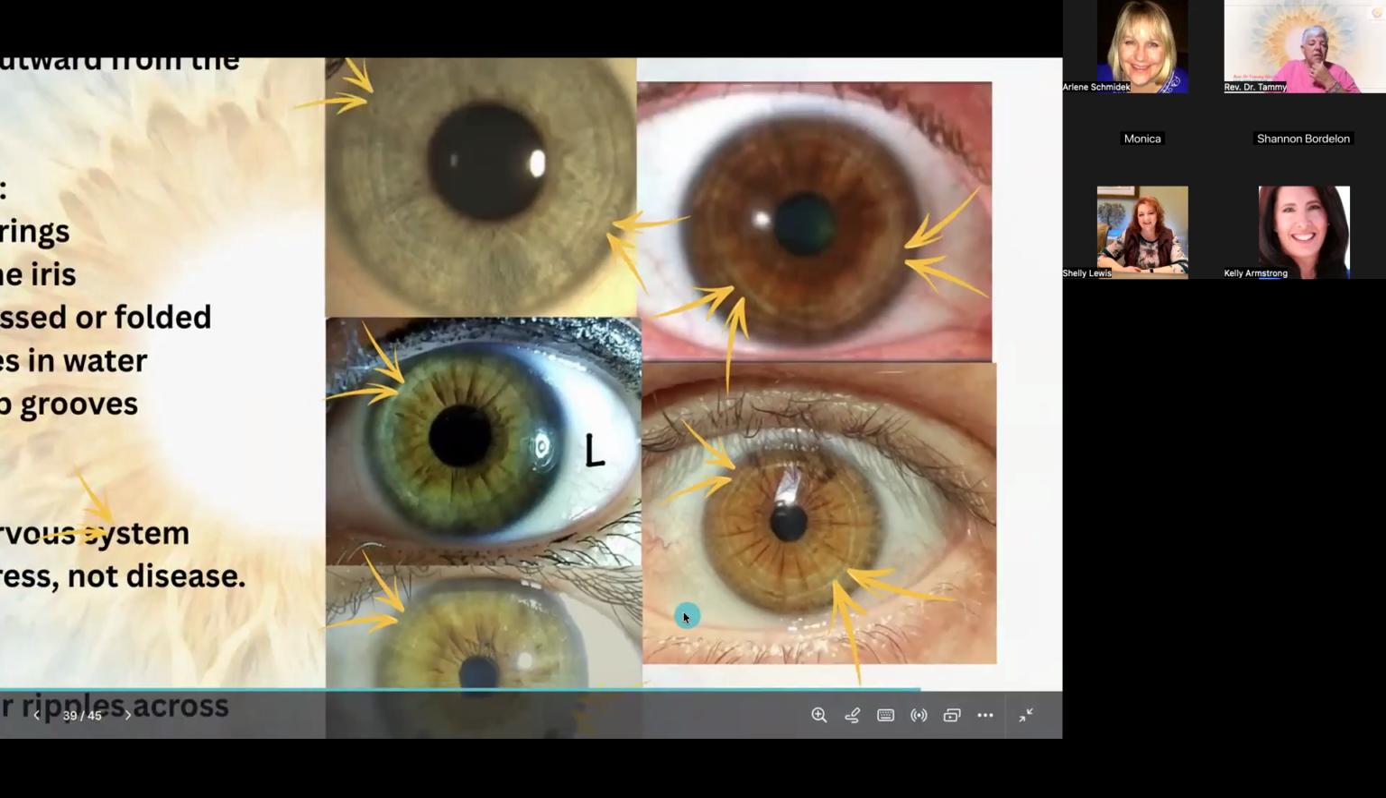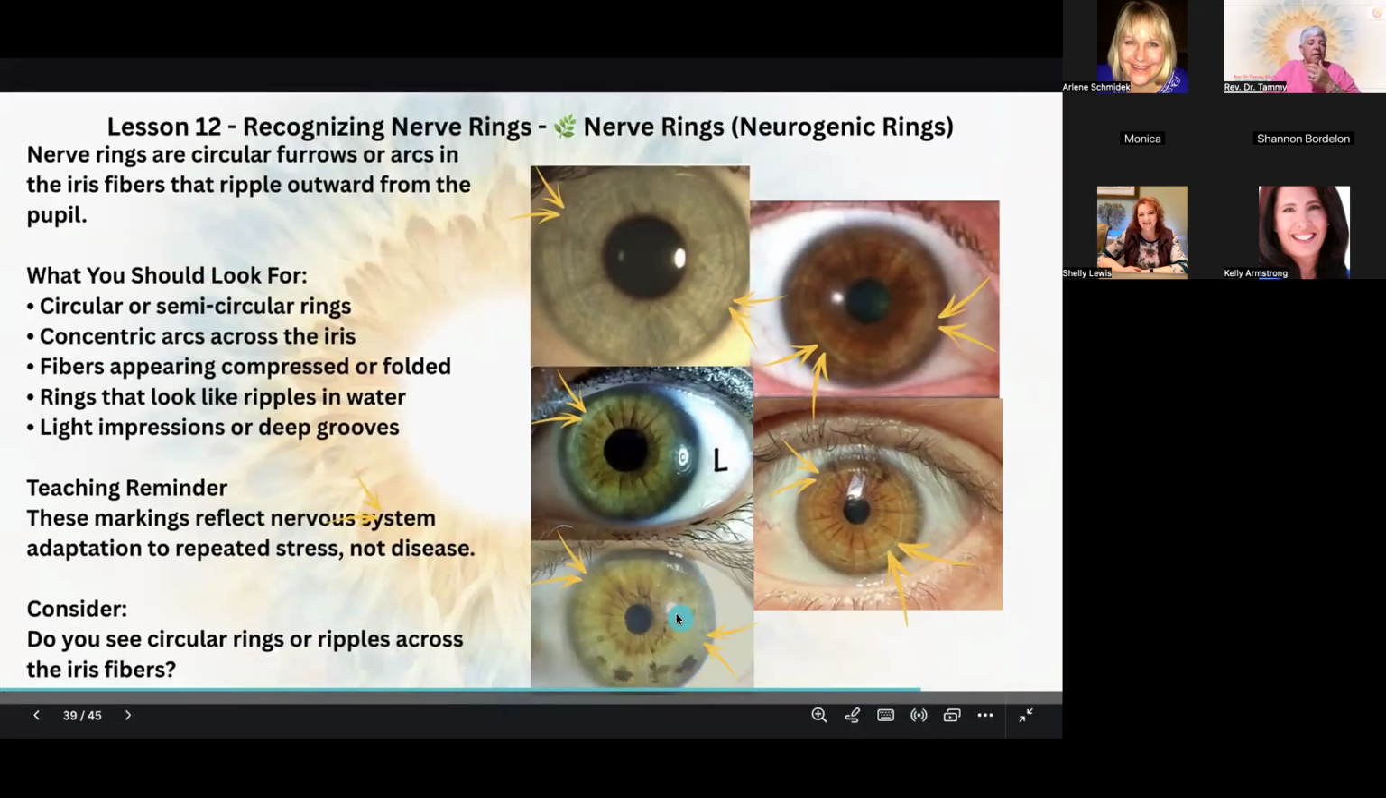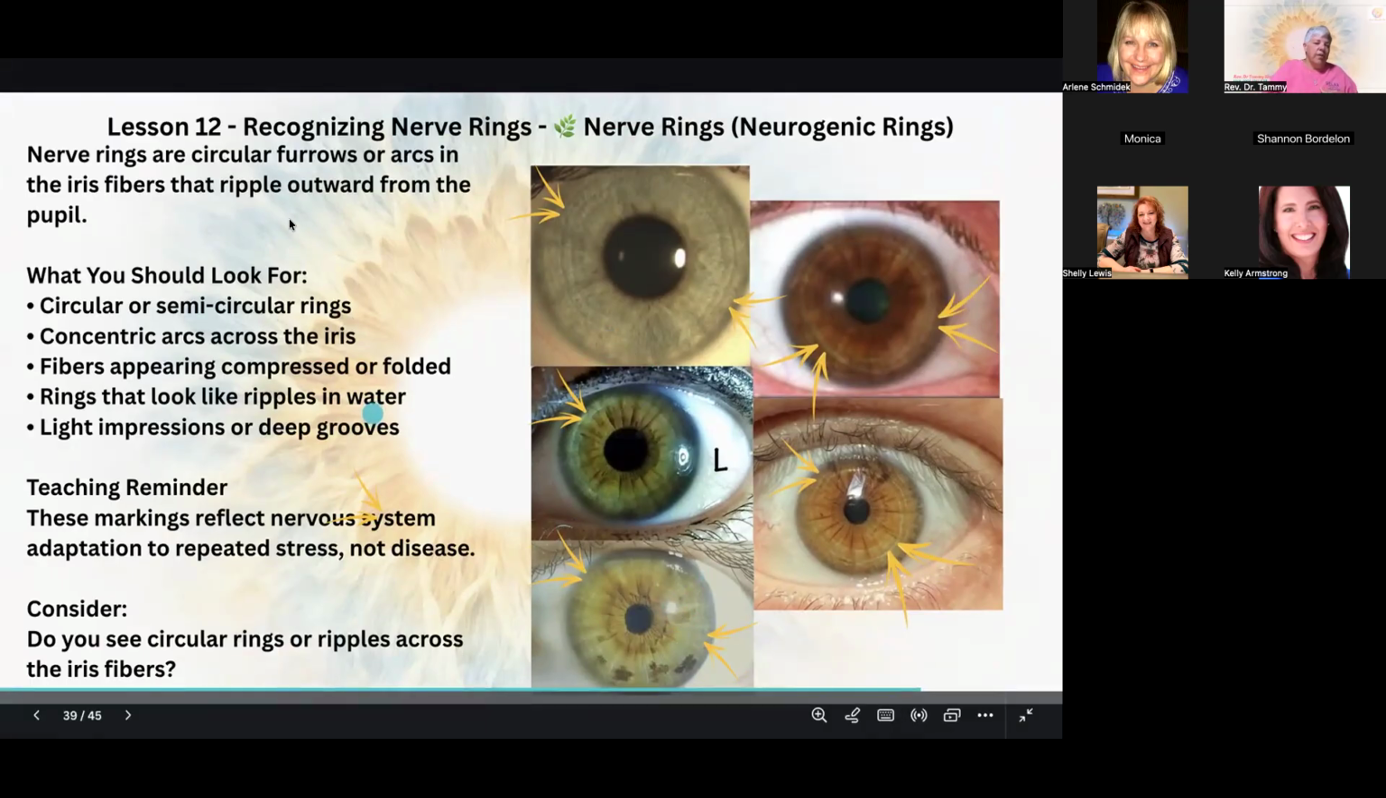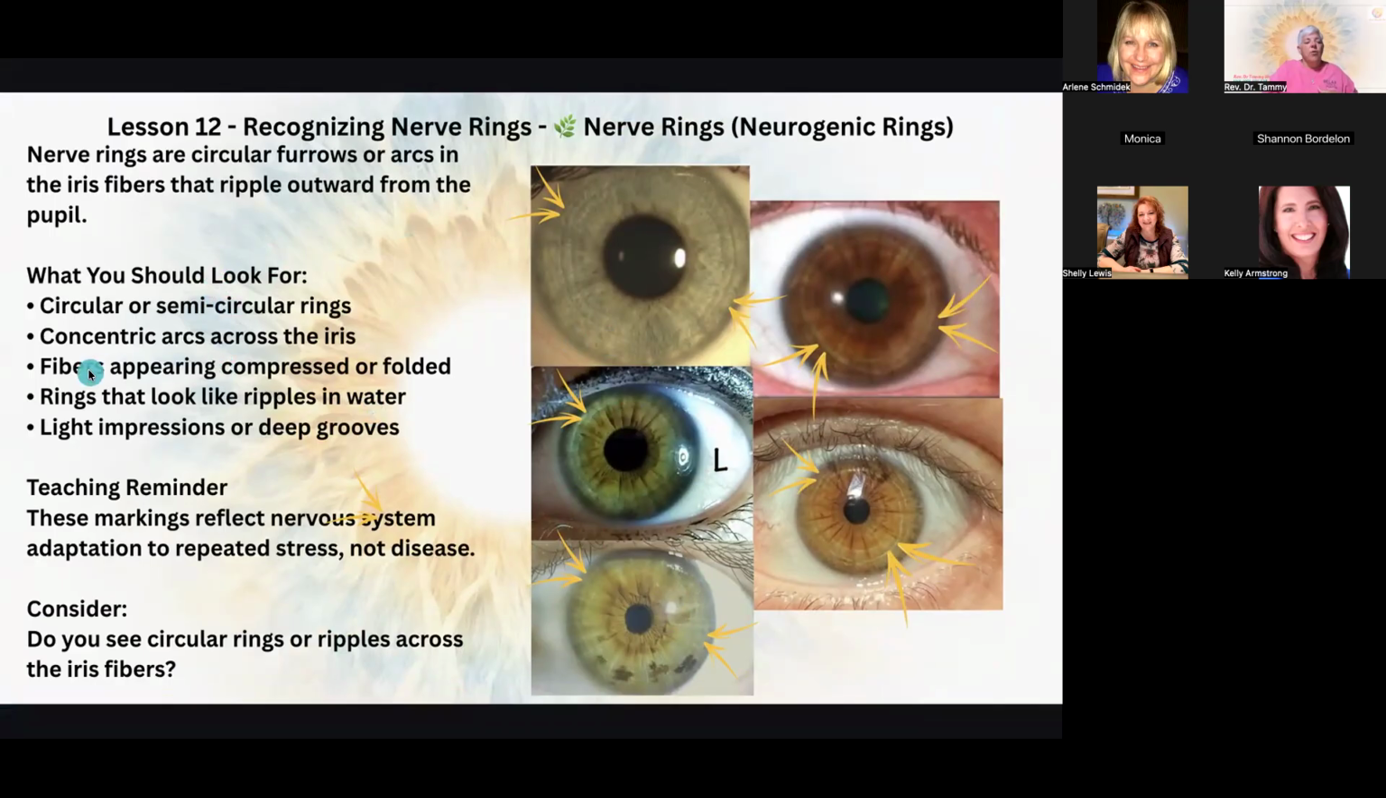You'll have a sheet that you'll take an assessment and make notations. You might even have an eye where you make little drawings. That's the way I did when I first started. I had two eye charts, black and white, and I would just make markings, and it would help me know where I needed to start first. And I usually always started in the gut. So you want to notice, are they circular or semicircular? Are they concentric arcs across the iris? Are the fibers appearing compressed or folded?